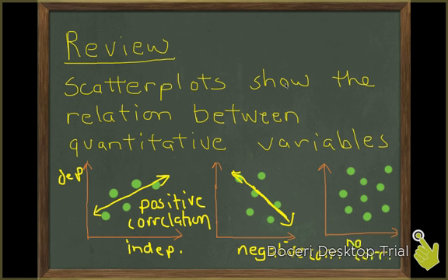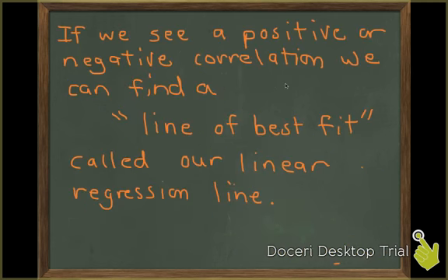What we want to concentrate on are these lines here. We want to figure out the equation of the line that would best describe that set of points. If we see a positive or a negative correlation, we can find what's called a line of best fit. This is called our linear regression line.